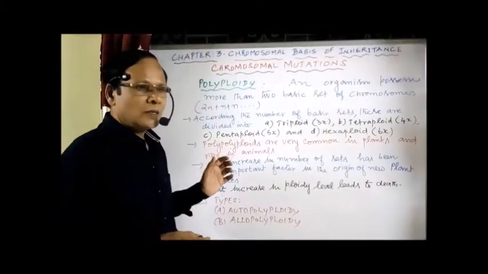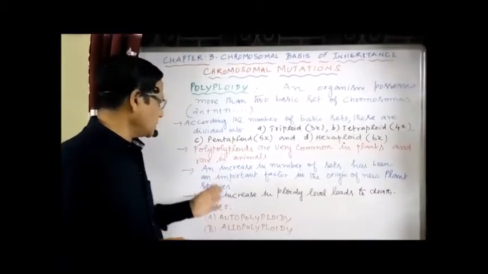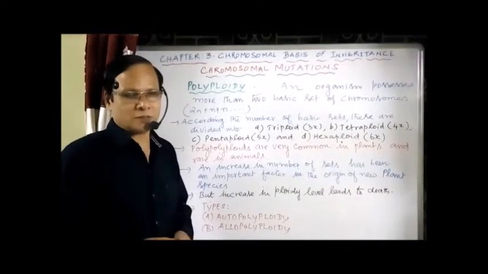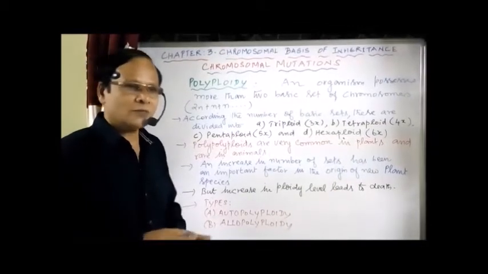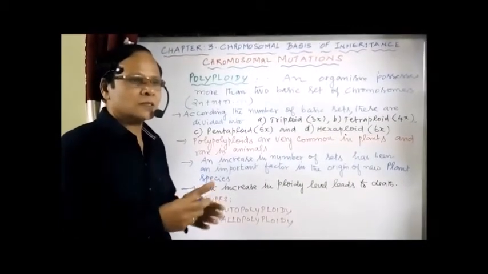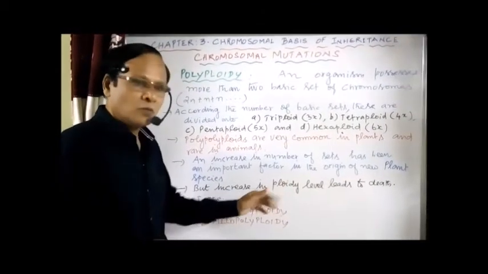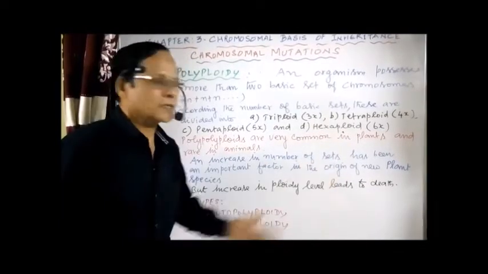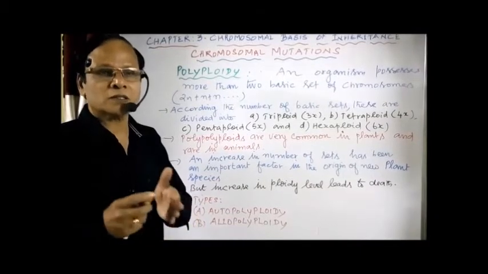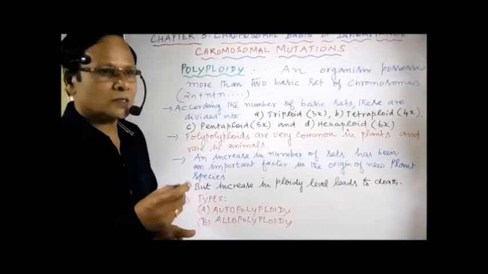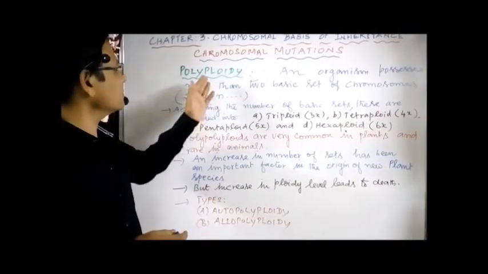An increased number of sets has been an important factor in the origin of new species. New plant species are formed because of an increasing number of chromosome sets. But if it keeps on increasing, it results in death. That's why it is written that an increase in ploidy level beyond the limit leads to death. So an increase in number has been considered an important factor in the origin of plant species, but if the ploidy keeps increasing, death results.